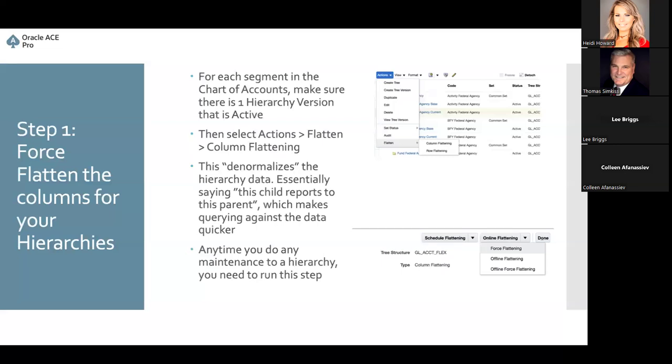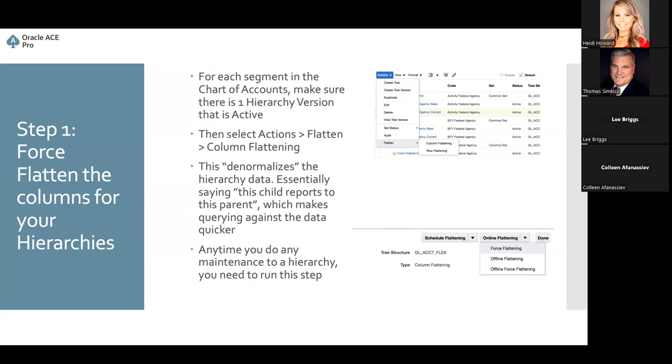So step 1, we've talked in early sessions about having your account hierarchies out there. For each of your segments, you're going to build a hierarchy out there. Essentially, it's going to have all your values in the hierarchy. You could have multiple hierarchies, could have multiple versions out there. One of the steps you're going to do is force flatten each of those hierarchies. So you're going to go into your hierarchies area, you're going to select actions, go down to flatten, and then column flattening. All that's doing, it's looking to denormalize the hierarchy data. Essentially, it's looking to say, this child reports to this parent. From an OTBI point of view, it just makes reporting quicker. You're looking to do that step.